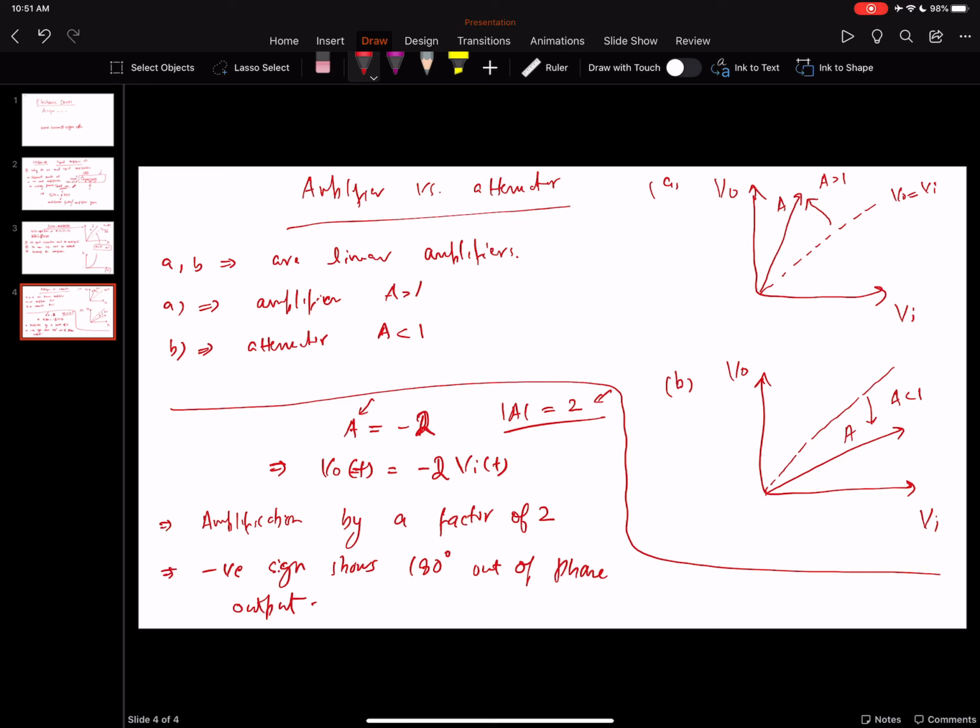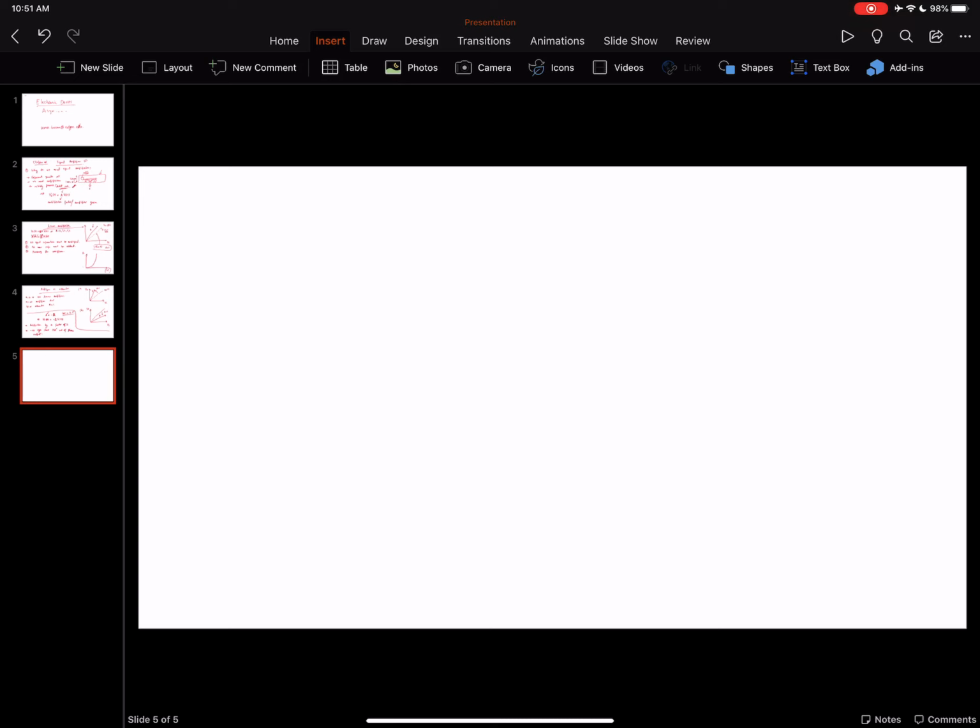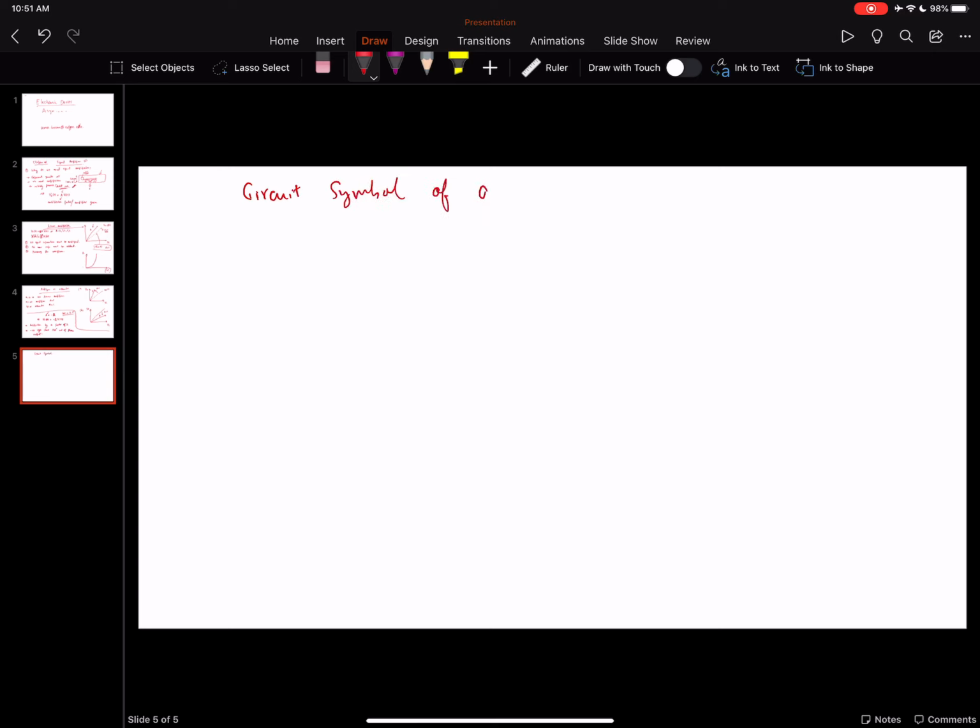Okay, so anyhow, let's talk more about it. So what is the symbol of an amplifier? The circuit symbol of an amplifier. Sorry about my writing if you don't understand. I'm saying these words again and again, and I hope that should make up for it to a certain extent. So what is the circuit symbol of an amplifier?